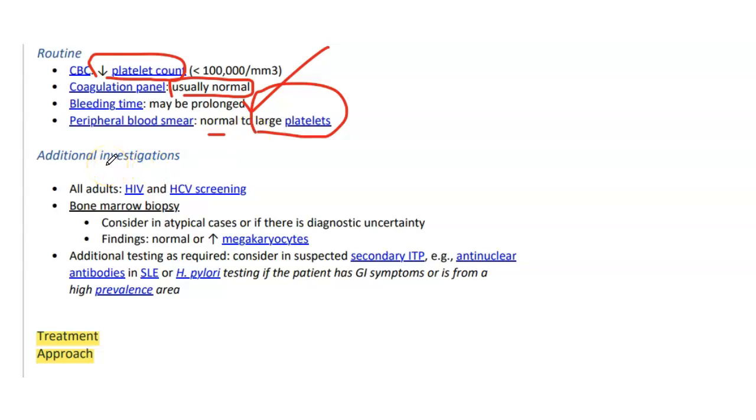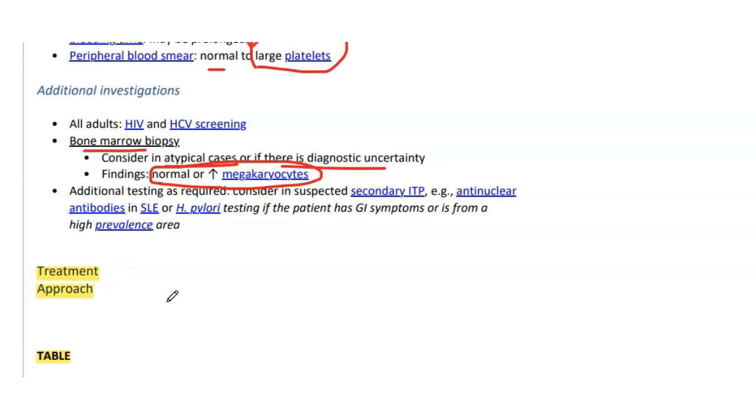Additional investigations can be done like HIV and HCV screening and bone marrow biopsy, considered in atypical cases or if there is diagnostic uncertainty. Findings: there will be normal or increased megakaryocytes in response to decreased platelet count. The bone marrow will start to produce more platelets, so there will be increased megakaryocytes in the bone marrow. Additional testing is required considering suspected secondary ITP, like ANA in SLE or H. pylori test if the patient has GI symptoms or is from a high prevalence area.